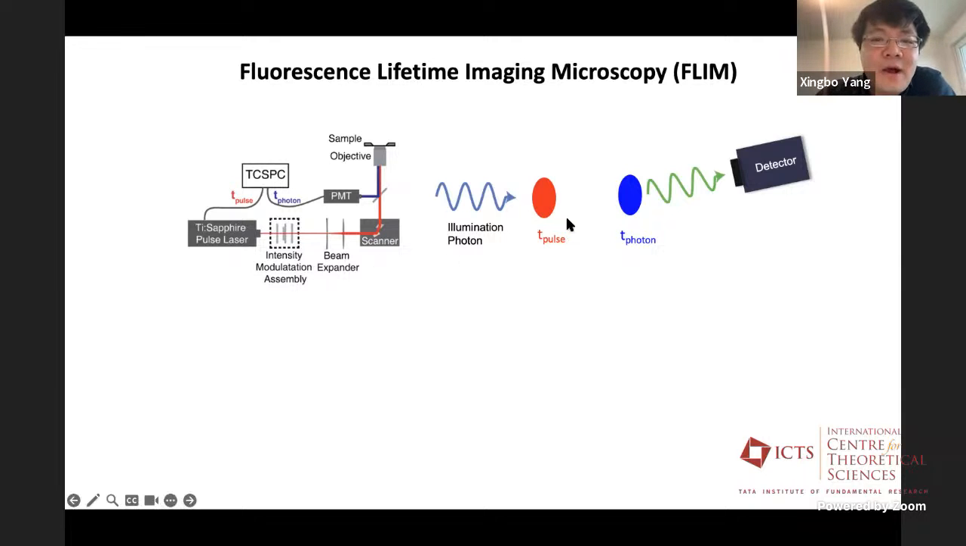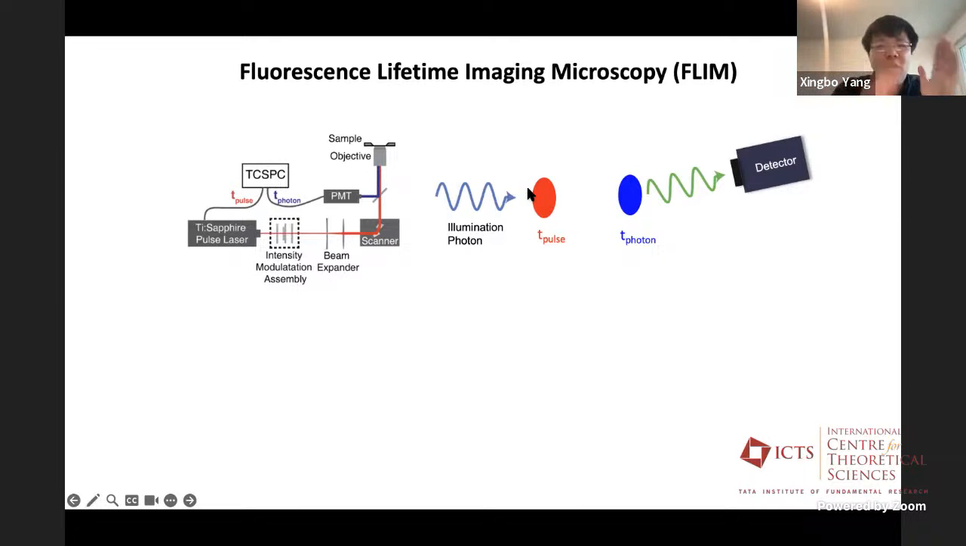Okay. However, this technique called fluorescence lifetime imaging microscopy is one step further. It's the same thing in terms of, for example, implementing a scanning confocal microscope, but instead of only counting the number of photons you receive, you actually have a clock. You would keep track of each excitation event where you shine an illumination pulse.